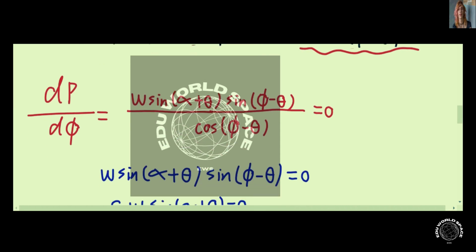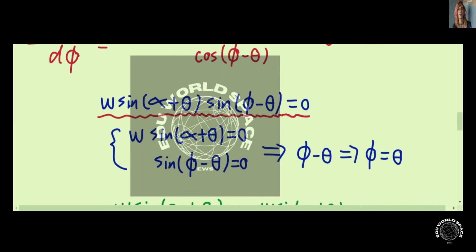So since we know the value under the denominator cannot be equal to 0, the only variables that can be equal to 0 are W sine alpha plus theta times sine phi minus theta, which is equal to 0. And this gives us two options here, which are W sine alpha plus theta equal to 0, and sine phi minus theta equal to 0. And the valid one is phi minus theta equal to 0.